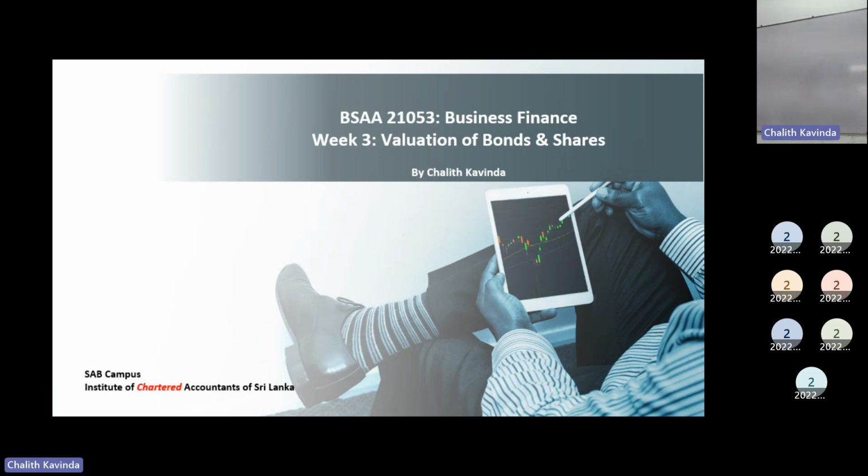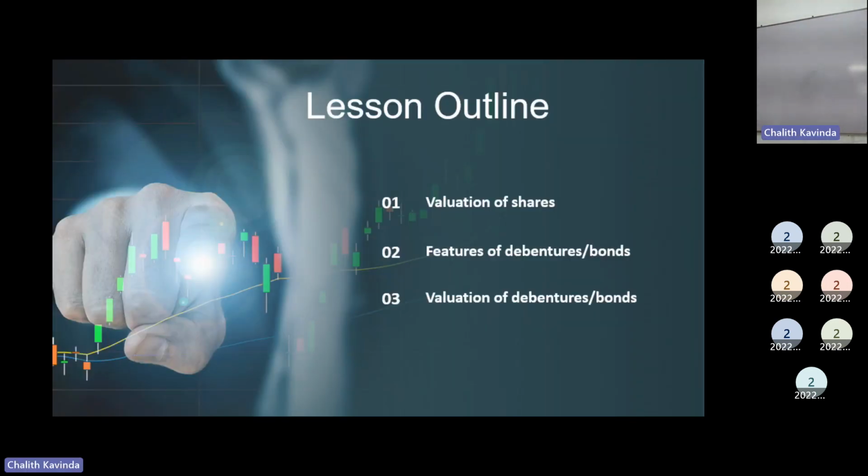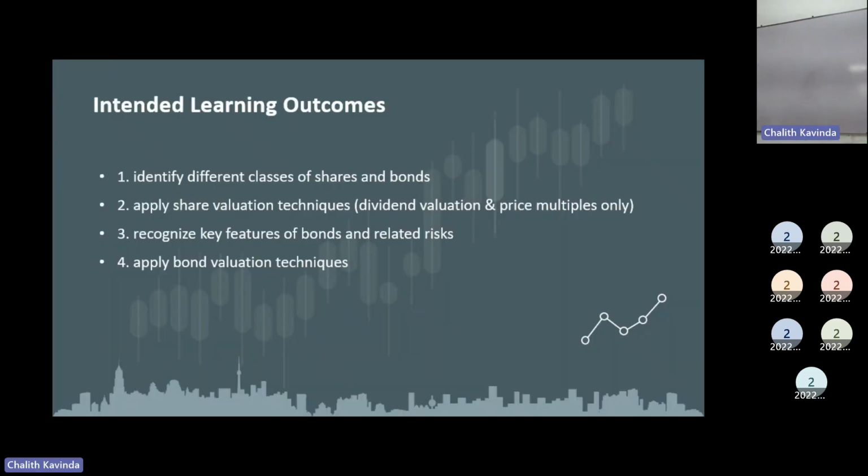Okay, so let's start the valuation of bonds and shares. Now these are the lesson outlines. Simply, you are going to know how to value shares, features of debentures, and the valuation of debentures. Once you complete this lesson, you will be able to identify different types of shares and debentures, and how to apply the share valuation techniques using dividend valuation and price earning method.